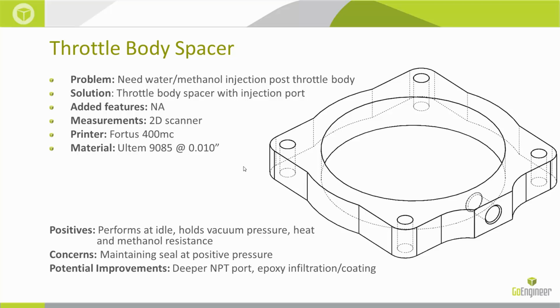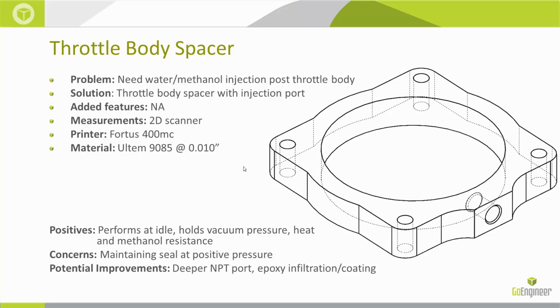So the port here on the injection nozzle is a 1/8-27 NPT port. If I made it deeper, I would probably have a better chance of the methanol not hitting the inside of the threaded hole, and maybe add an O-ring seal as well on the top there.